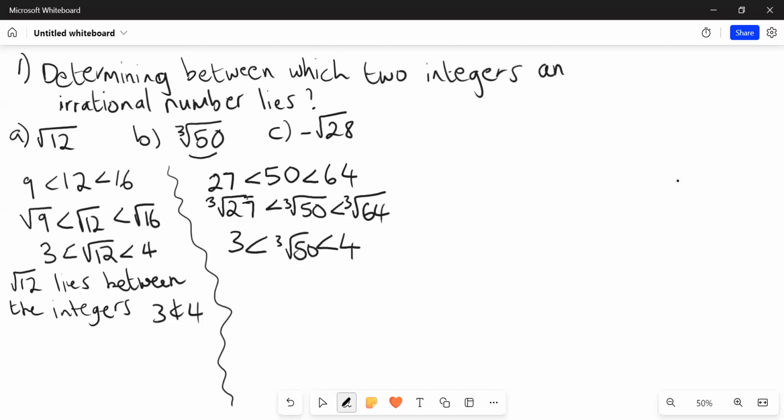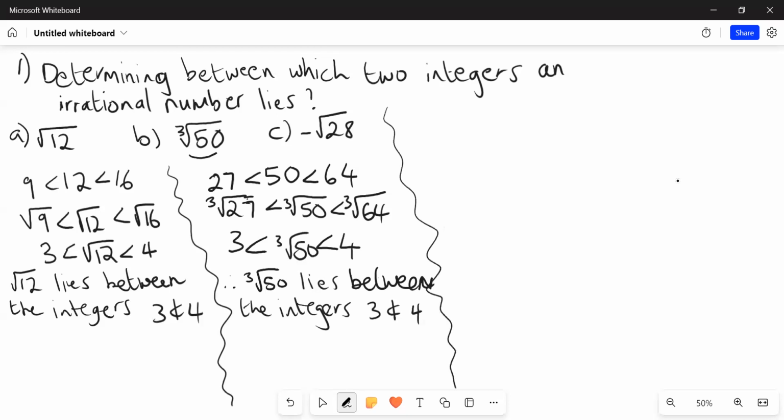Now we can conclude and say, therefore, the cube root of 50 lies between the integers 3 and 4. Perfect. Now we go to C.